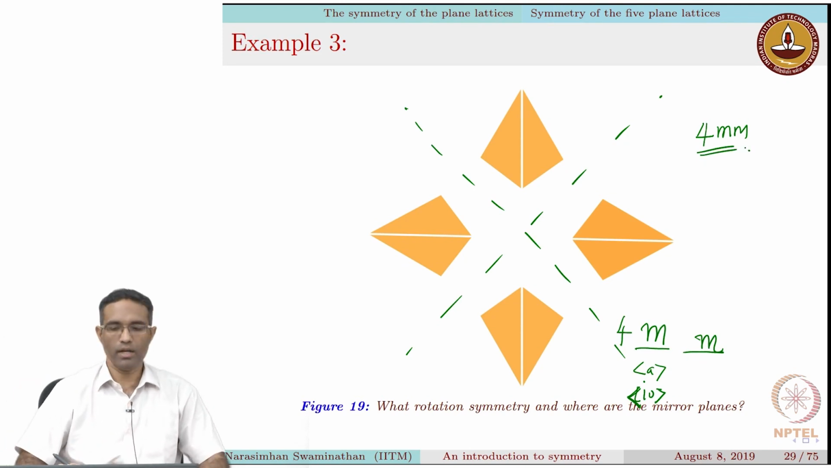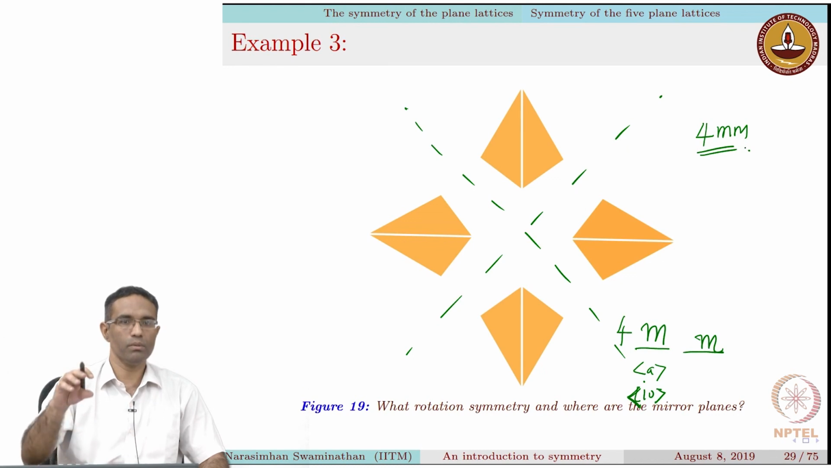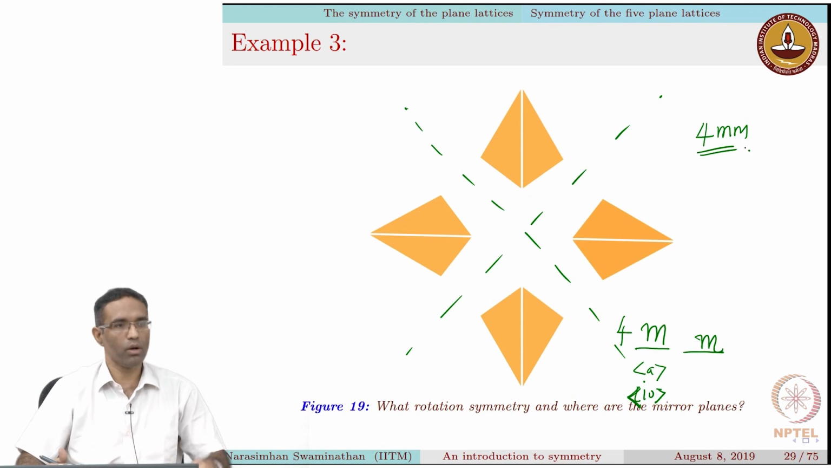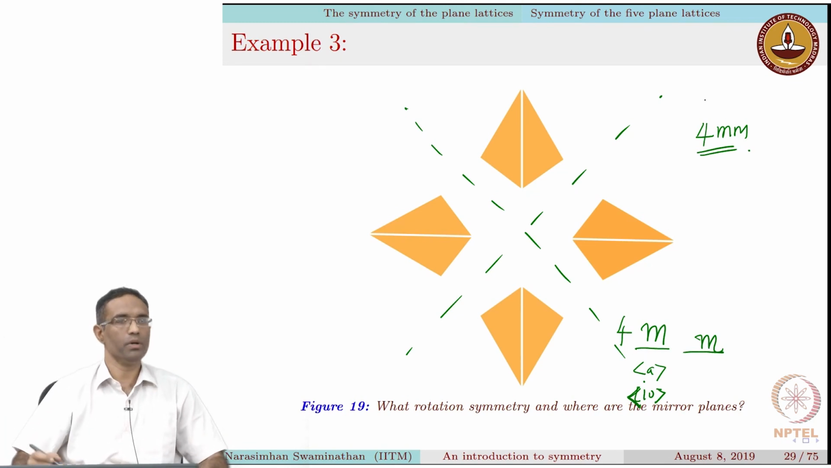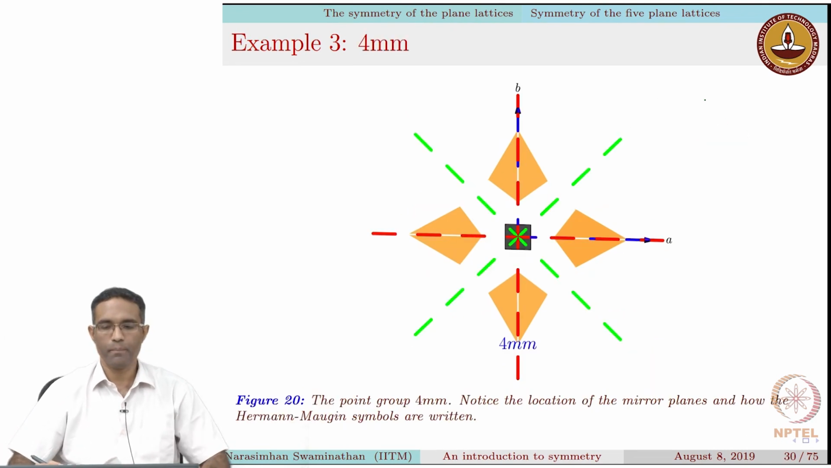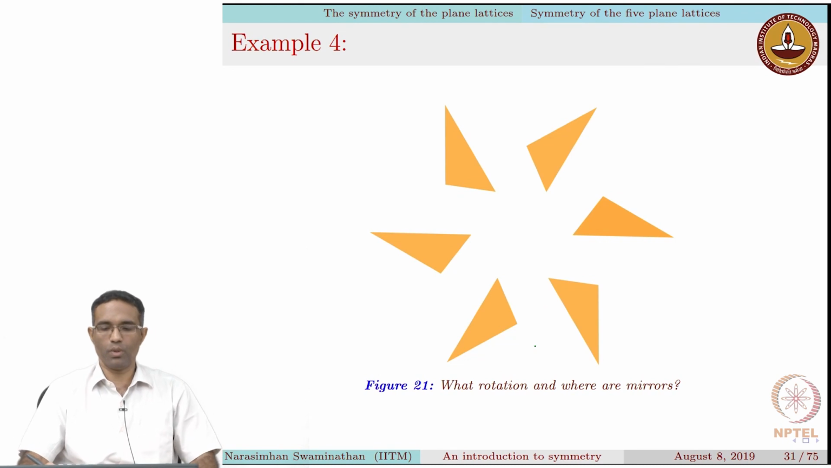Right now we are just looking at the symmetry of this pattern, or writing down the point group Hermann-Mauguin symbol for this particular pattern. Later on we will see how this translates into becoming a plane group, where you also have translational operators associated with the point group symbol. So this is 4 mm, we just saw that. What about this one?